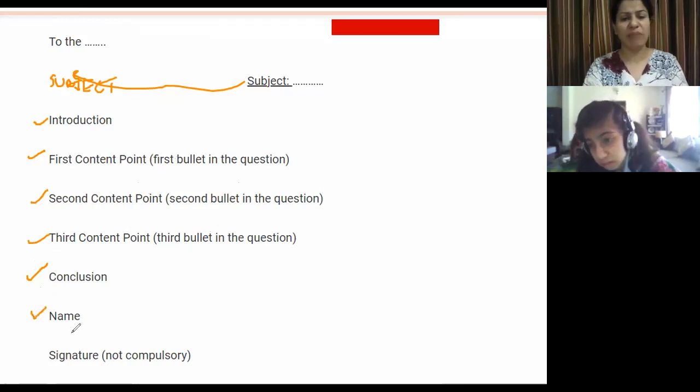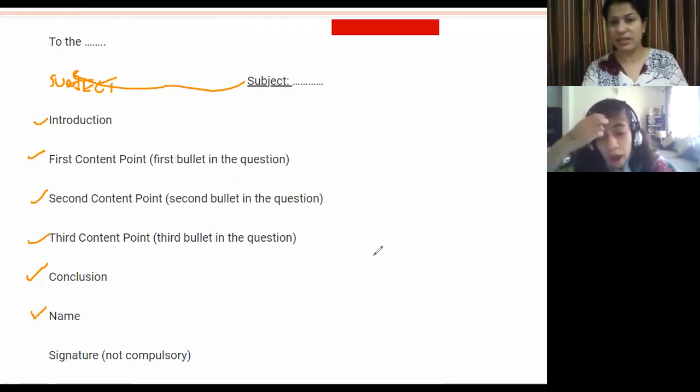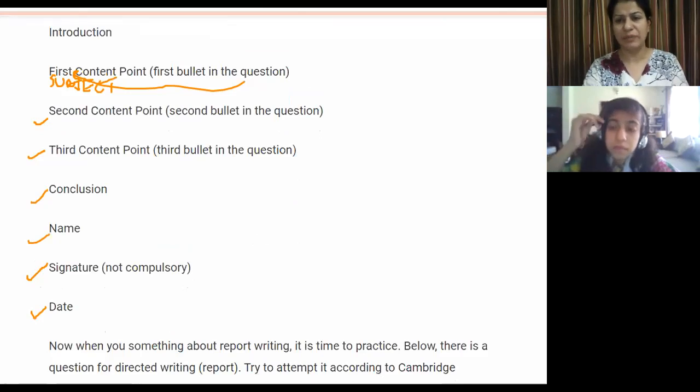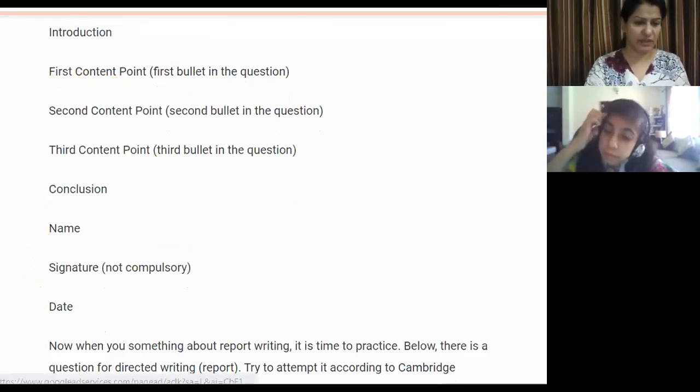You write down your name. Signature is not mandatory. It is not compulsory. It is just an option. You can or cannot write it. And finally, the date.